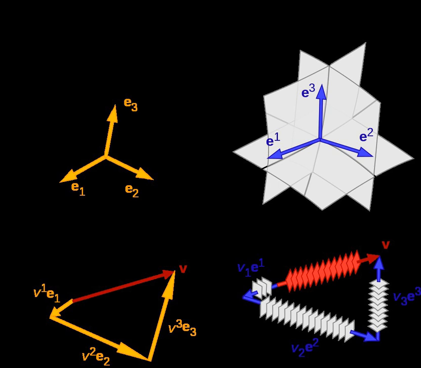Accordingly, a system of n quantities v depending on the coordinates that transform in this way on passing from one coordinate system to another is called a contravariant vector.